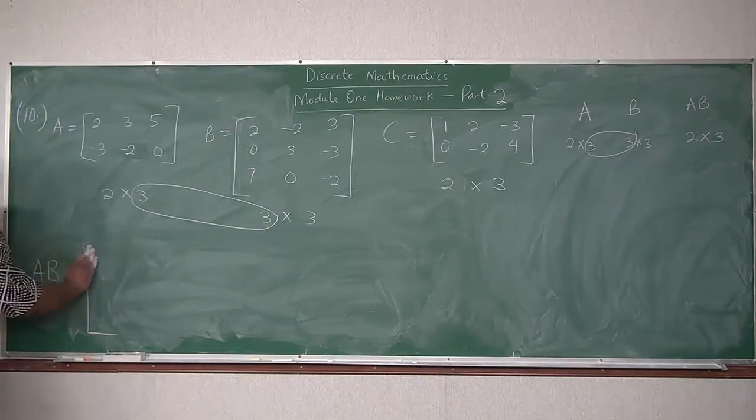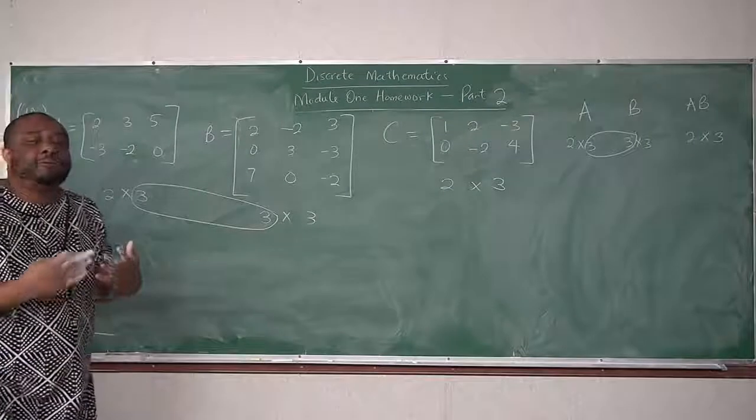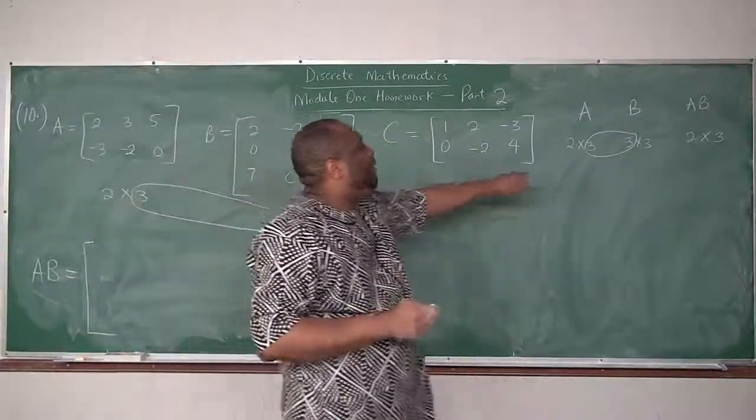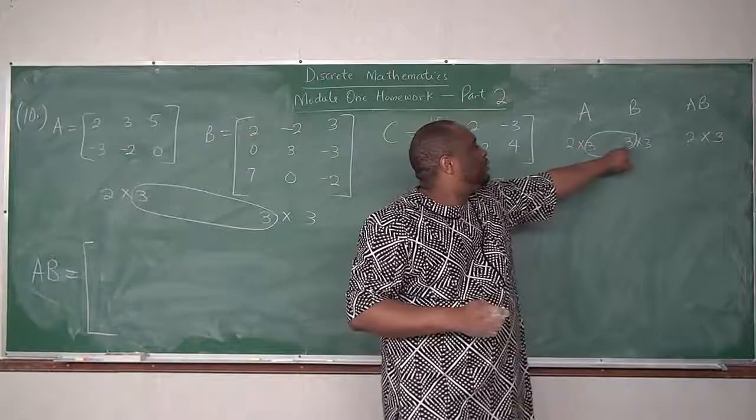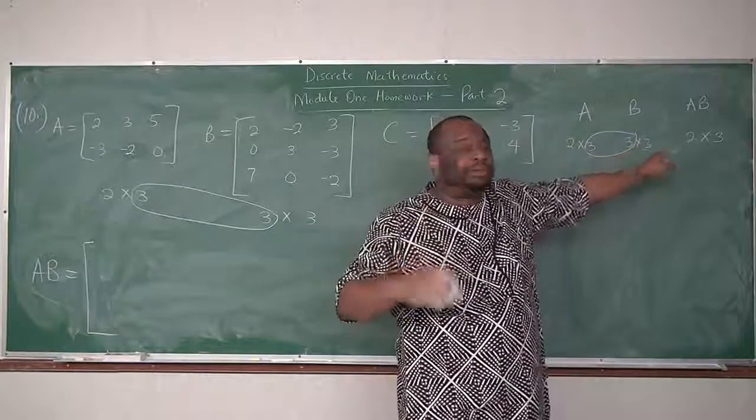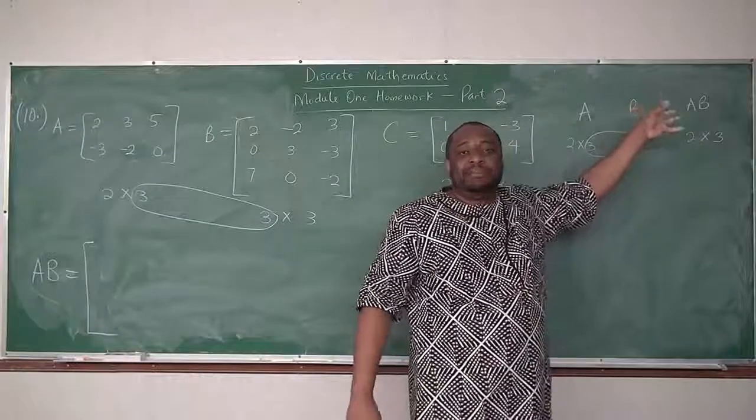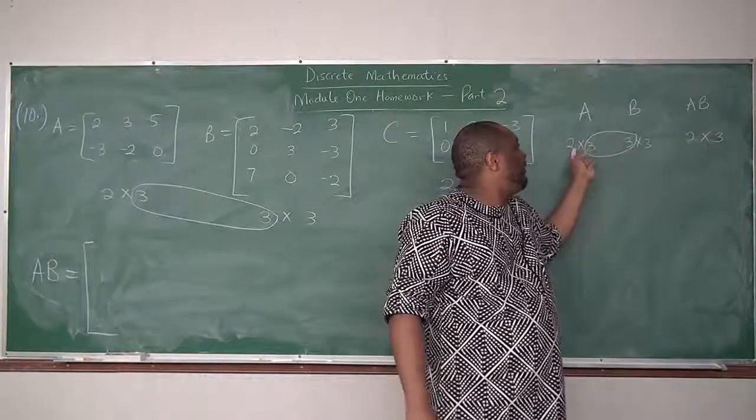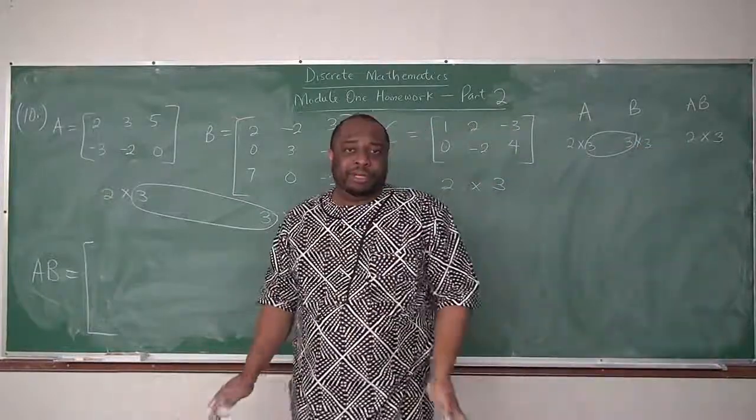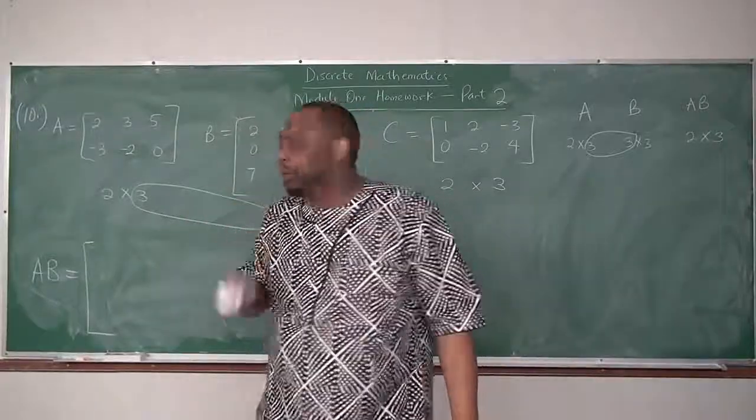So now this is feasible. It is conformable for multiplication, because the number of columns of A is equal to the number of rows of B. The size of AB will be the number of rows of A by the number of columns of B. So we are going to get a 2 by 3 matrix. And we do it row by column, row by column.